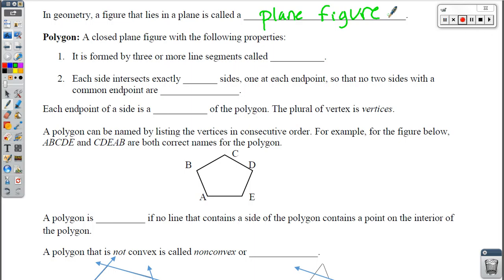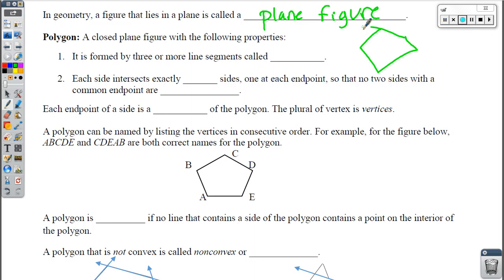A polygon is a specific type of plane figure. It's one that is closed, meaning that it's not open. So for example, that would be an open figure. So imagine if it's a fence, things could get out of that. A closed figure would be a fence where, if there were, say, cows in it, it wouldn't be able to get out. So it has to be closed in order to be a polygon.